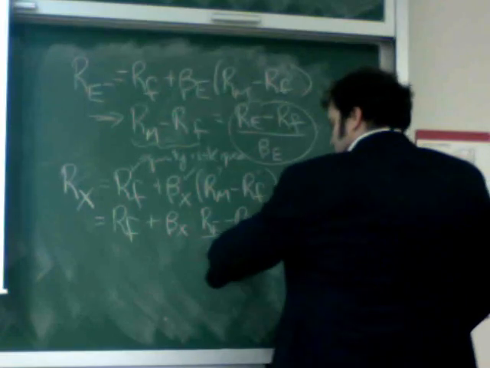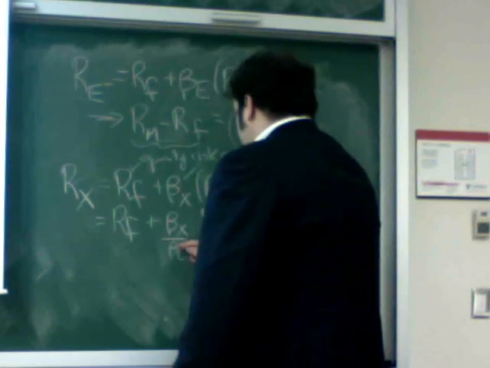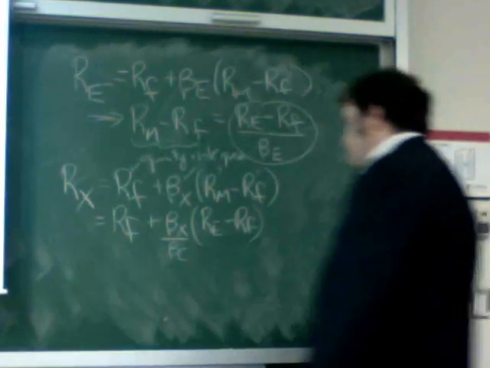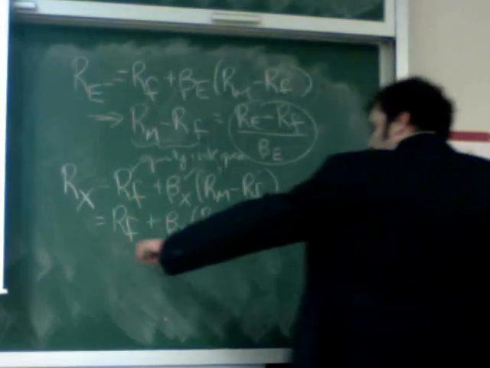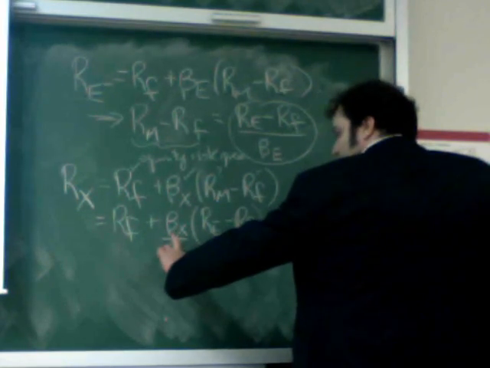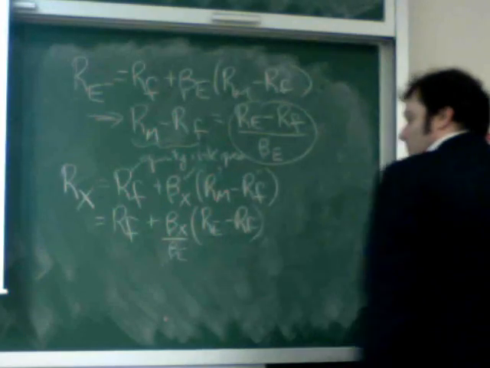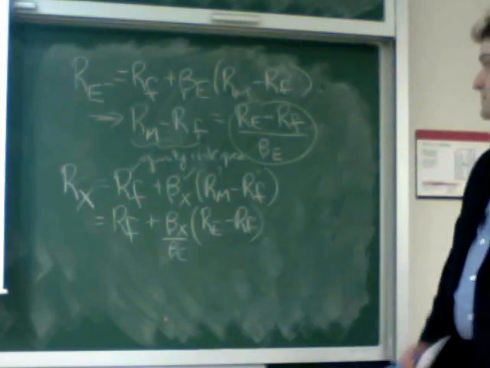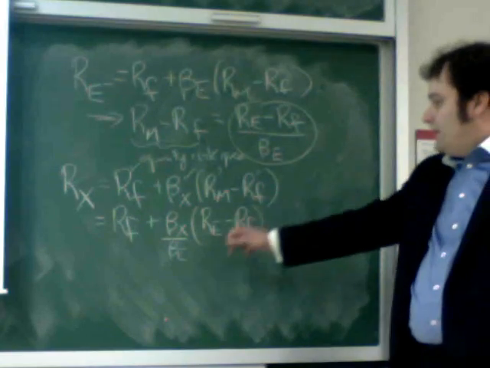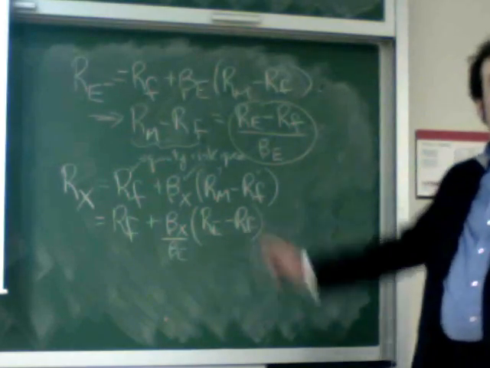But really, if you just look at it this way, it's just the risk-free rate plus the ratio of the beta of the division divided by the overall beta times what the company premium above the risk-free rate is. So this is Rm minus Rf, the market risk premium, and Re minus Rf is the company-specific premium above the risk-free rate.